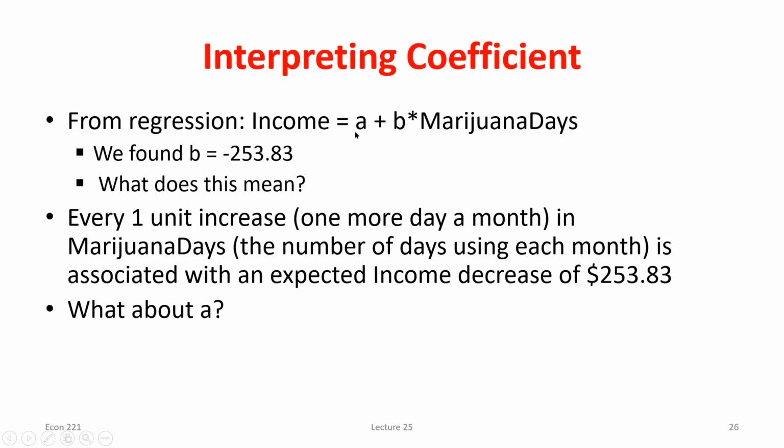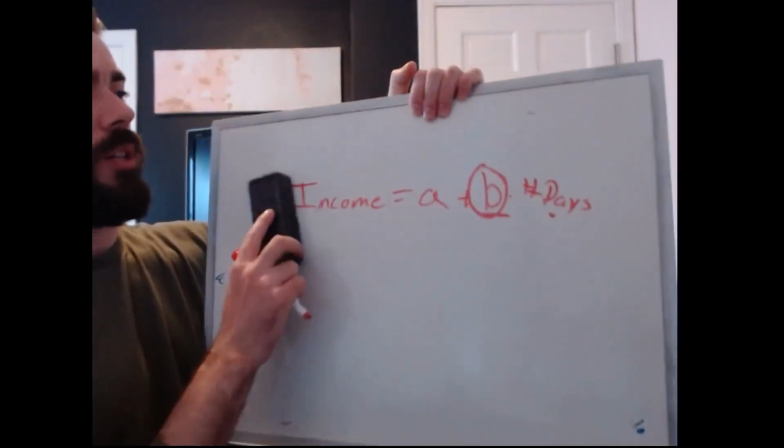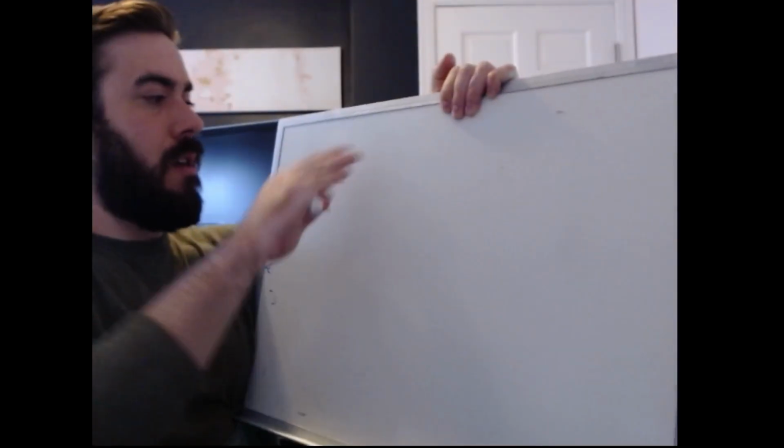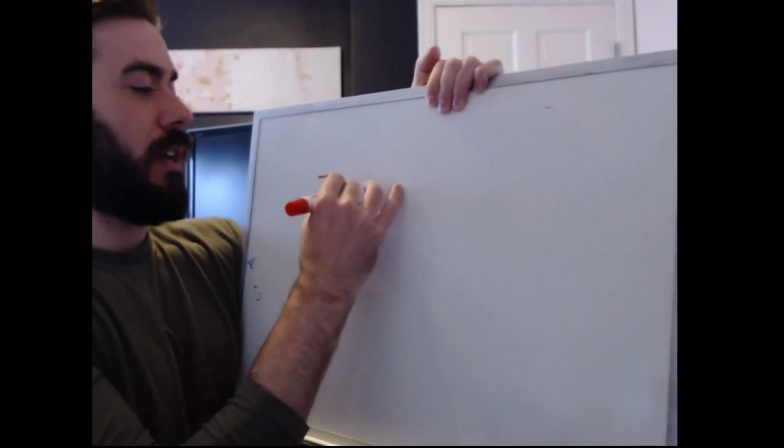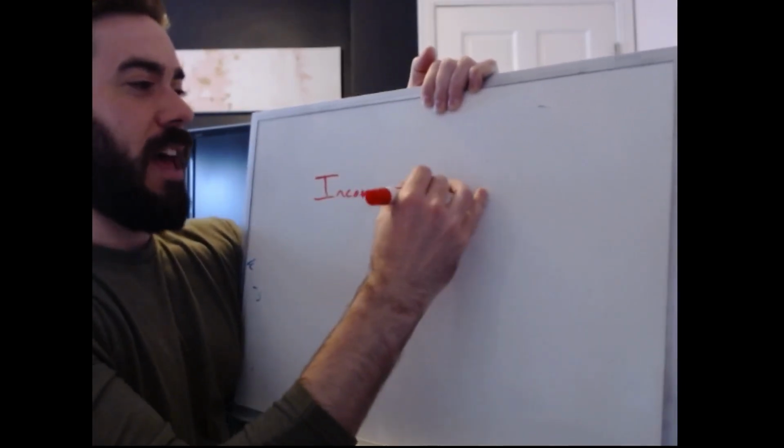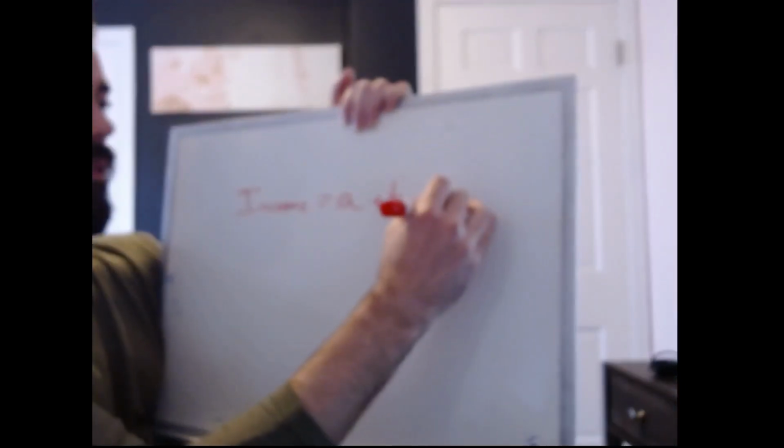So what about A? What about this intercept? How do I interpret that? Well, A would essentially be, and sometimes it will be kind of goofy depending on the variables that we're looking at. This one, the interpretation makes a little sense, right? Oh, I don't want to erase that. I actually needed that. So here's income. Here's A plus B times the number of days they smoke marijuana, right?